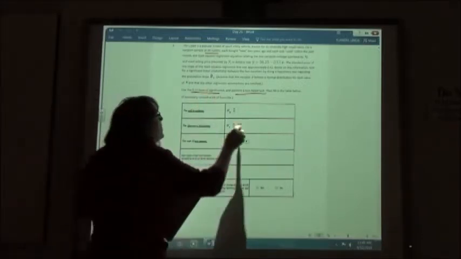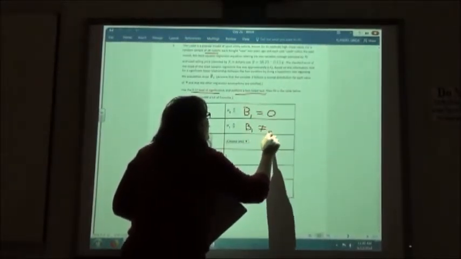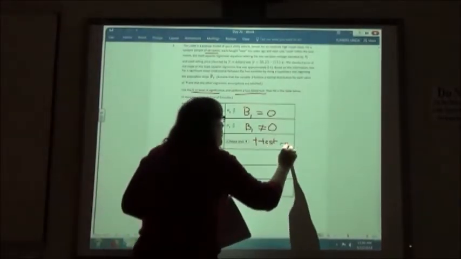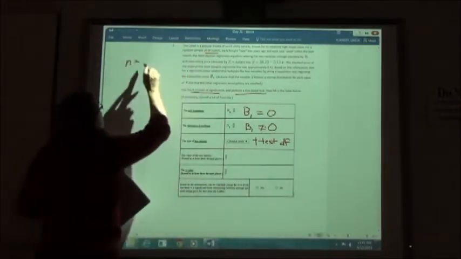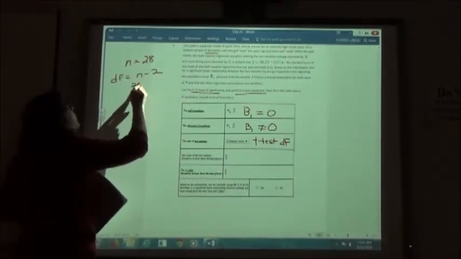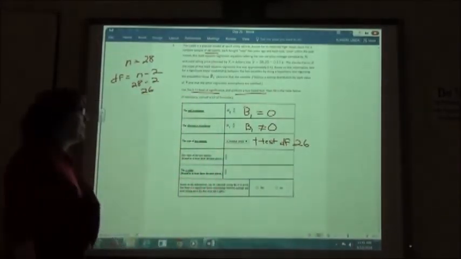So again, we're doing a two-tailed test. We know in a two-tailed test, we either have equals or not equals. So the population slope B sub 1 either equals 0 or B sub 1 does not equal 0. Since we're using the standard error of the slope, we are going to do a t-test. And if we're going to do the t-test, we need to know the degrees of freedom. And so we say n, the number of cadets, was 28. The degrees of freedom then is n minus 2. 28 minus 2 is 26. So my degrees of freedom is 26.